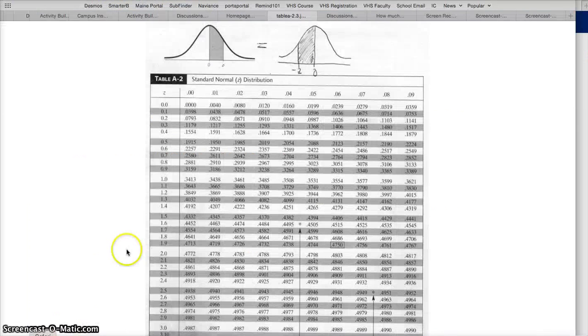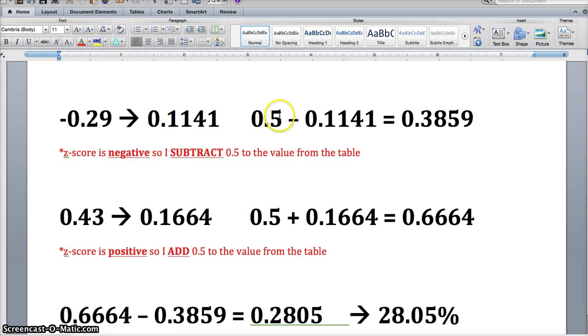So I'll show you the table again. 0.29, I'm ignoring that it's negative for now, just to look up the value. So 0.1141. And because it was a negative z-score, I go 0.5 minus. And then the other z-score of 0.43, looked it up, is 0.1664. And because that was a positive z-score, I'm going to add 0.5.